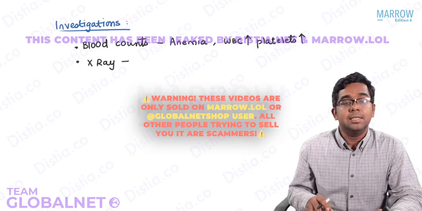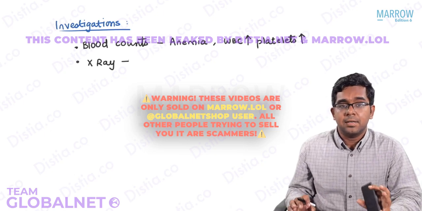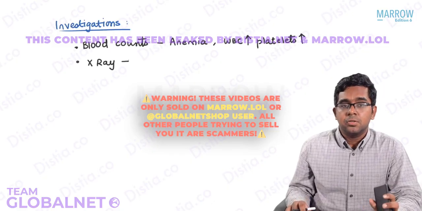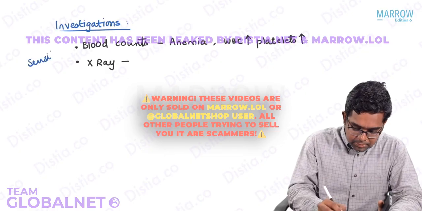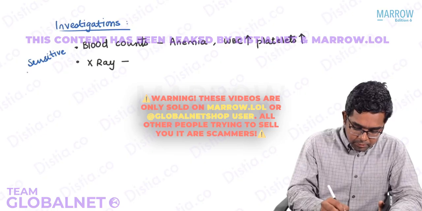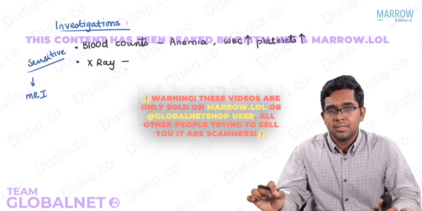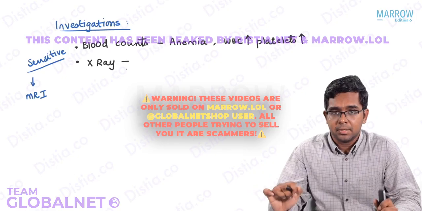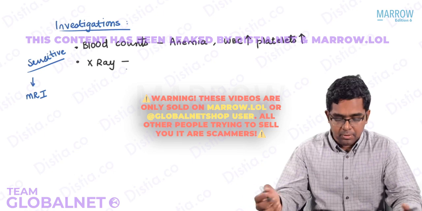Remember, X-rays in the early stage of arthritis can be absolutely normal. So X-rays are a relatively poorly sensitive investigation in rheumatoid arthritis. So if there is a question, what is the most sensitive investigation to look for joint involvement? Okay, answer has to be MRI. Remember, X-ray is a less sensitive investigation when compared to MRI to look for joint involvement in arthritis.